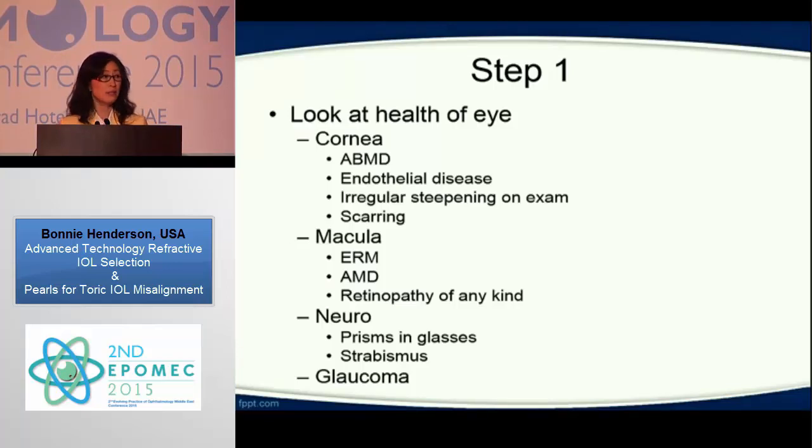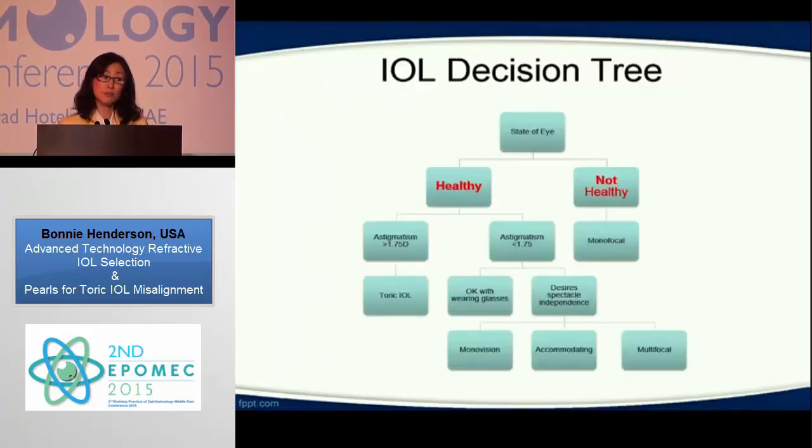Look at the macula. Do they have a healthy macula? Is there epiretinal membrane? Is there AMD? Is there diabetic retinopathy? Is there retinopathy of any kind? And then neuro-ophthalmology is also important. Do they wear prisms in their glasses? Do they have strabismus? And then glaucoma. Is their glaucoma very mild, or is it very severe and end stage? Again, looking at the health of the eye, I believe, is very, very important because that leads you down a different path. So, is it healthy versus not healthy?